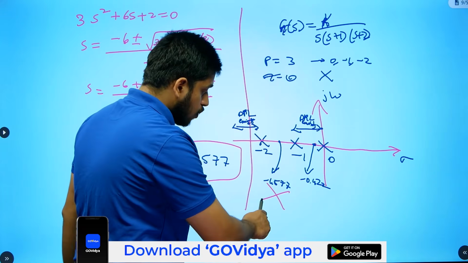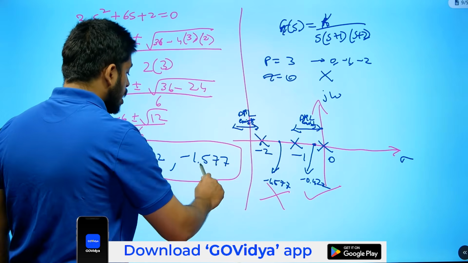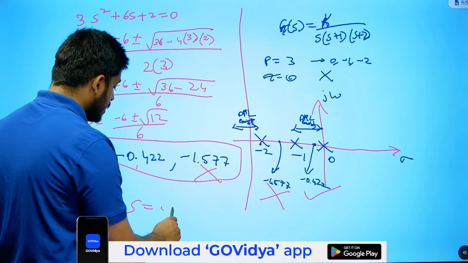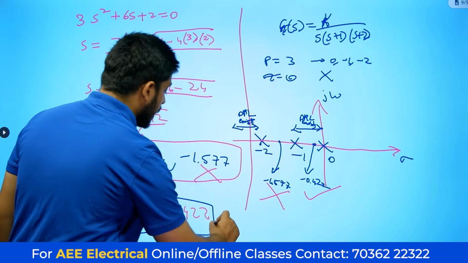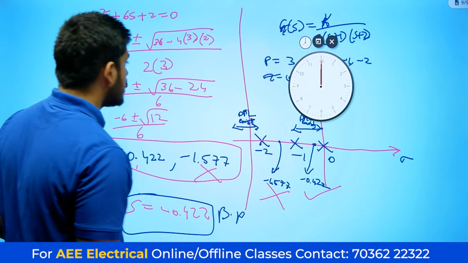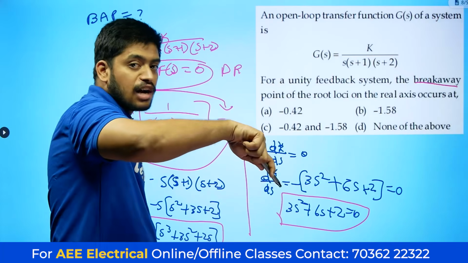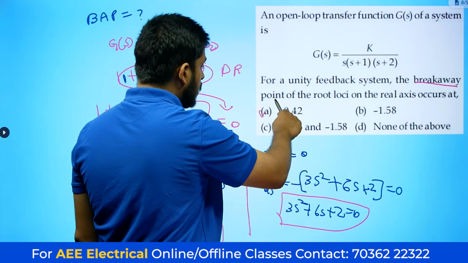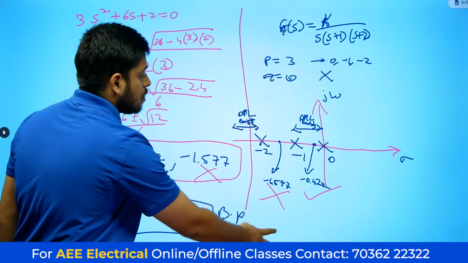So this is the wrong breakpoint. Minus 0.422 is the right breakpoint. Minus 1.577 is not right. S equals minus 0.422 is the correct breakpoint. It could be a breakaway point or a break-in point. In the question, the examiner mentioned it as the breakaway point. But we need to find what the breakpoint is. As we got the answer, minus 0.422 is the right answer. Understood, students? Let us follow the next question.